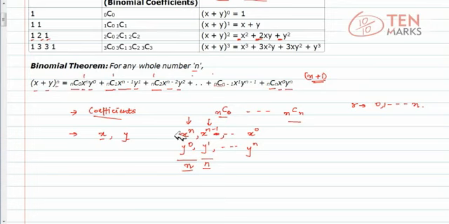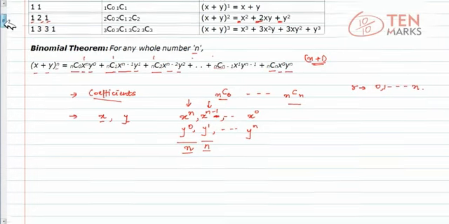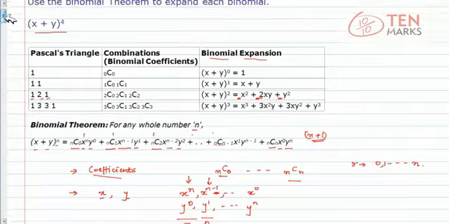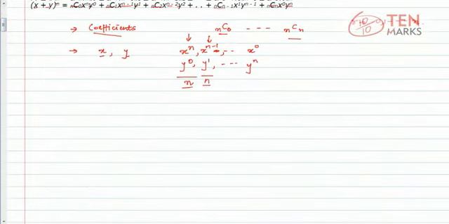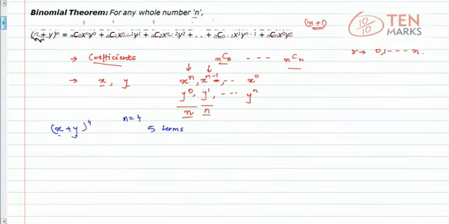Very simple to do. We just need to follow these rules. So let's start with (x + y)^4, which is our problem. This means I'm going to have 5 terms, because I know that I'm going to have n + 1 terms, and the value of n in this case is 4. The two variables are x and y. This is all we need to know, and we can use the binomial theorem to start expanding.